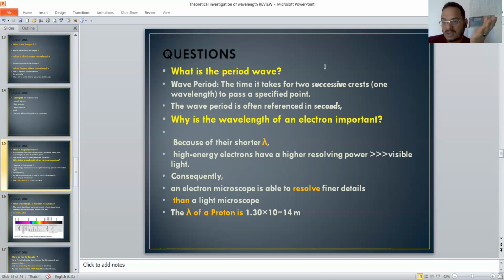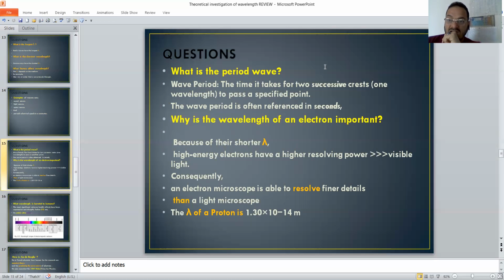Why? That means it's in appropriate units, so we can use it with the period of the wave. Why is the wavelength of an electron important? Why is it very interesting to us? Sure, we have many advantages. Let's talk about that: because of the electron's shorter wavelength.